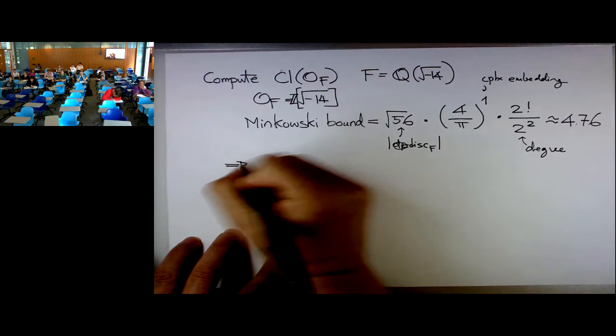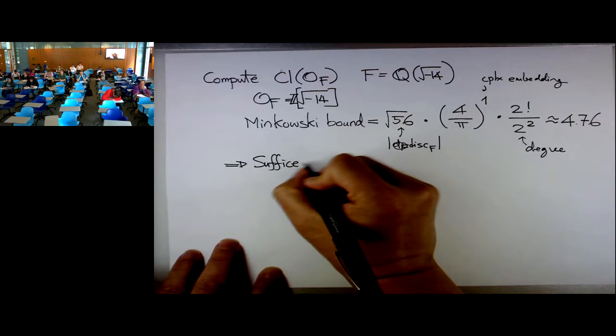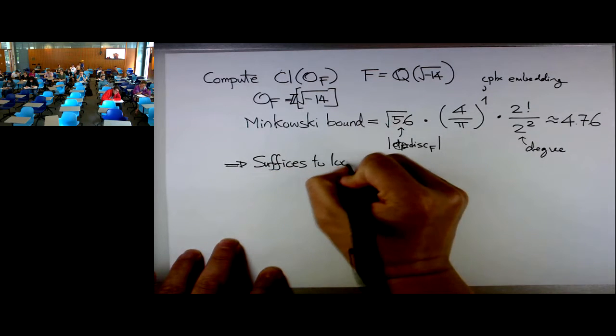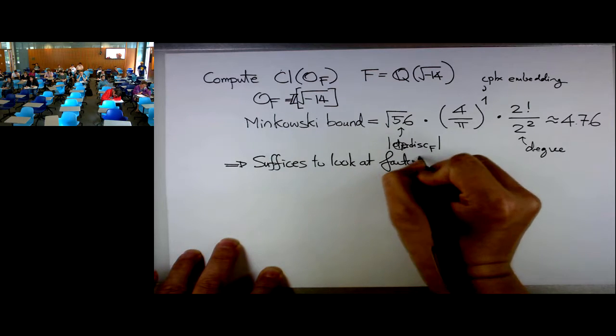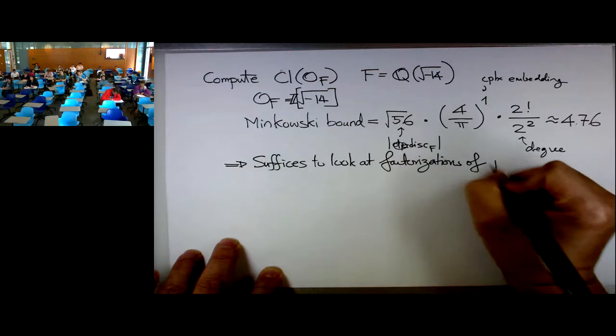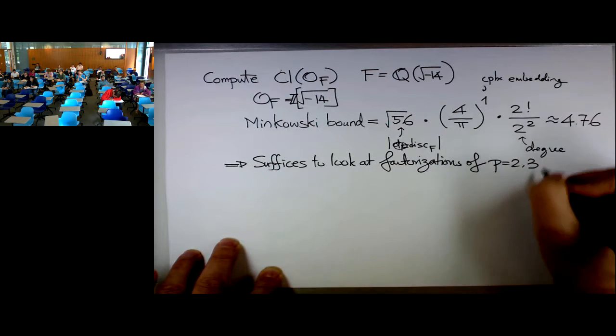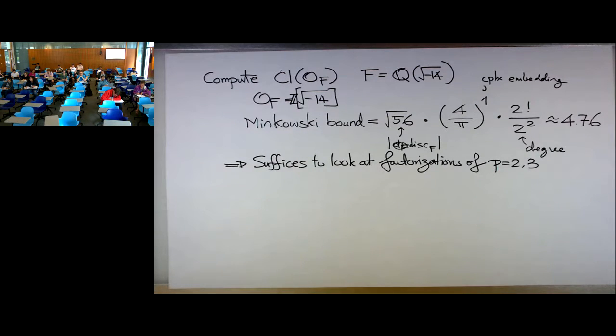So the result suffices to look at the factorization of primes 2 and 3, or any number that's smaller than this. 4 is, you know, 4 is 2 squared, so it doesn't really matter.